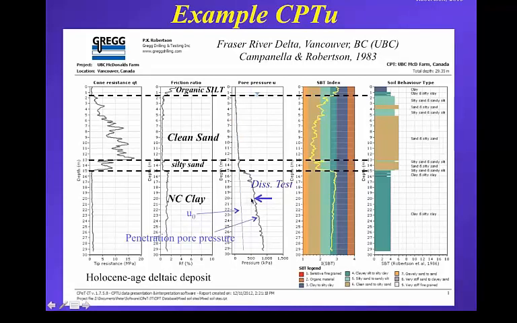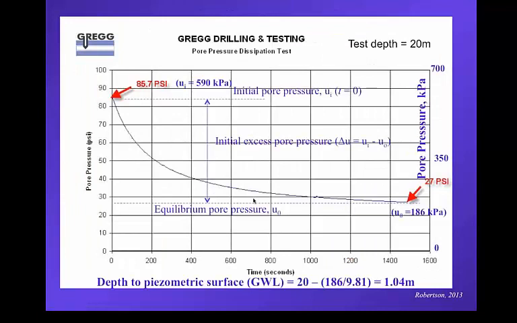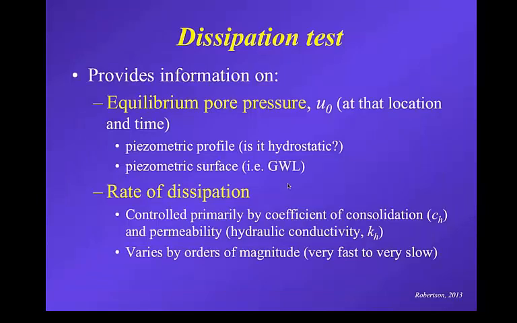You can see the initial excess pore pressure, which is defined as the initial pore pressure minus the equilibrium, and that dissipates with time. So you can see immediately the two things you get from a dissipation test. If you do it until 100% of the pore pressures are dissipated, you can get the equilibrium pore pressure at that depth and at that time. Then you also get the rate of dissipation, how quickly it occurs, which tells you about the consolidation characteristics of the soil. So the dissipation test is useful. You get two primary things.